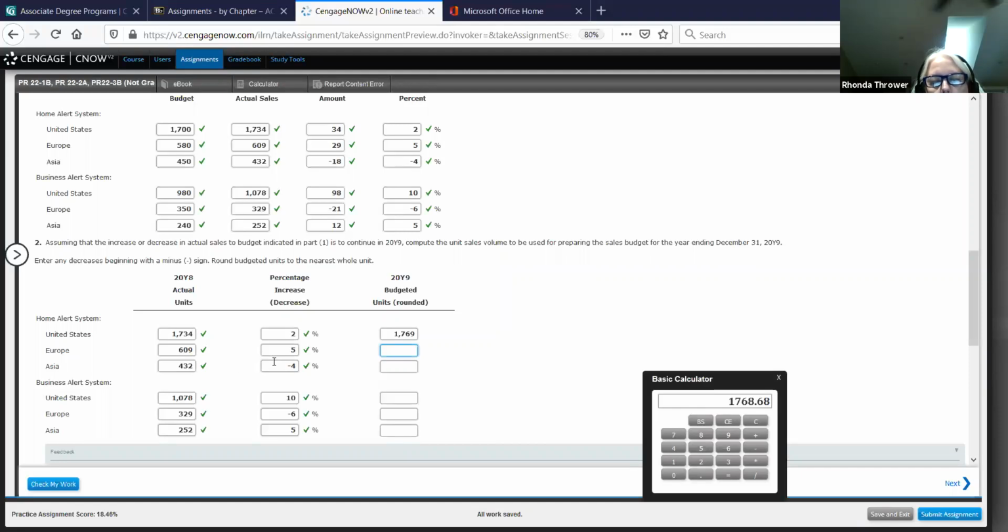The actual units times the percent of increase, which was 5%. Remember, you got to add 100 to that. So it's 1.05. 609 was your actual units. And then I'm going to multiply that. And again, watch here, it's 1.05. And that'll give you 671 units. If this had been more than 5, we would have rounded it up here.